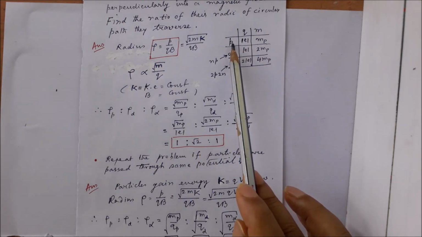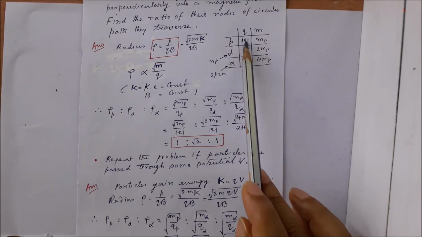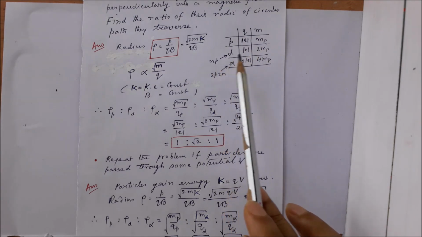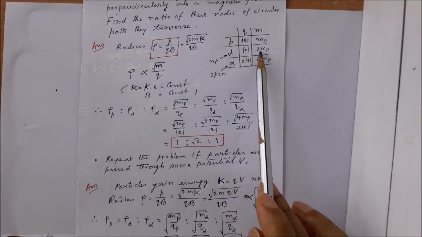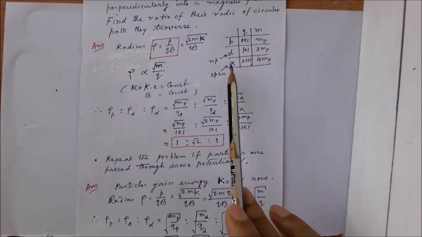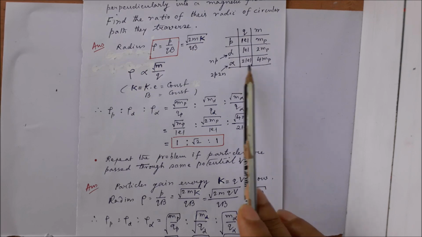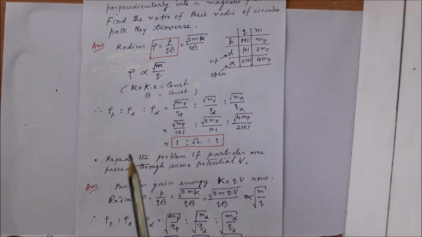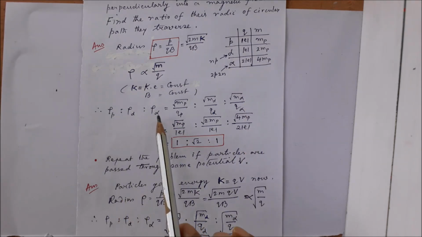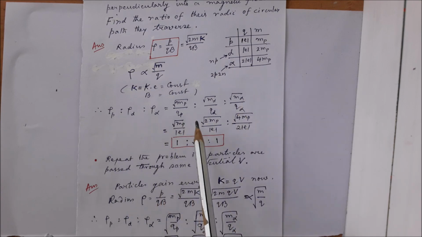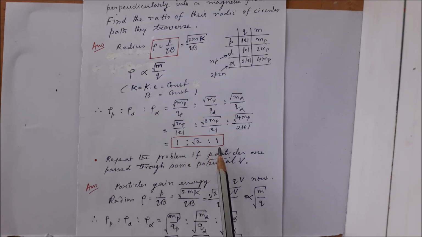Now proton, mass and charge has been written. Deuteron, which is basically a PN system, its charge and mass have been written. Alpha is a 2p2n system, its charge and mass also are there, and therefore rho p, rho d, rho alpha, the ratio is just this one, and if we put the values it turns out to be 1 is to root 2 is to 1.